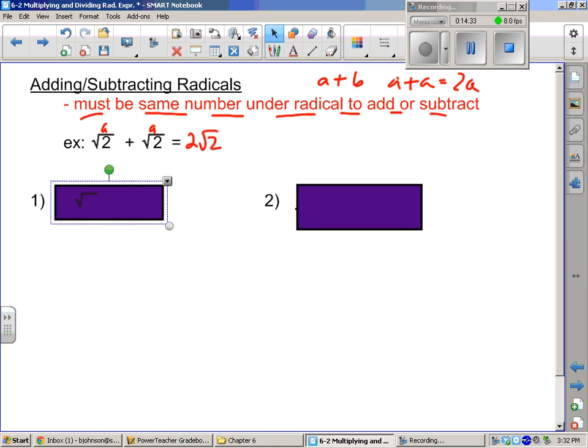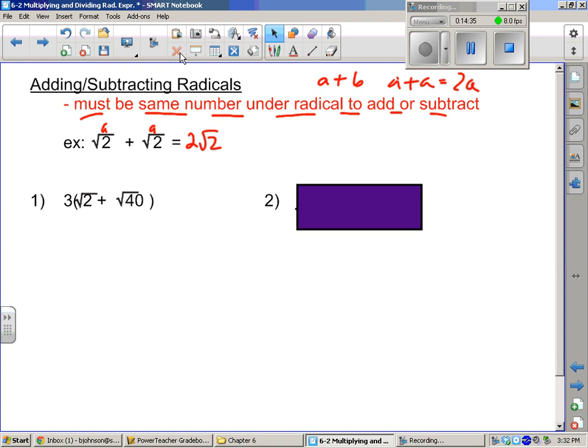Okay. Well, let's use that. All right. So this one, I see a 3 out front. I'm going to distribute first. So 3 root 2 plus 3 root 40. Now, wait a minute. Those aren't the same, so you can't add them. Nope. So I have to do some finagling here and try to get them the same.